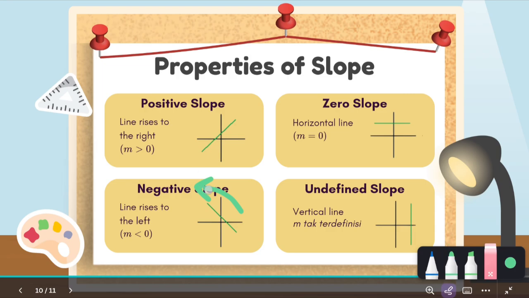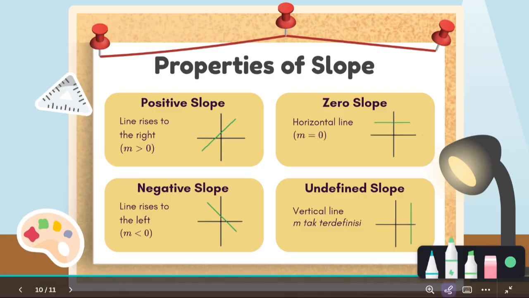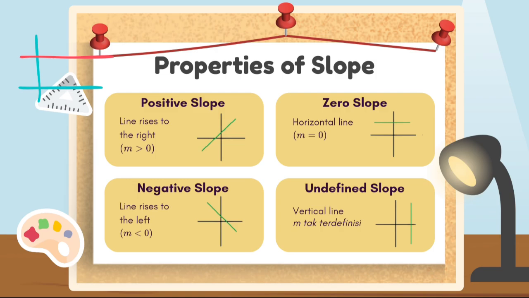Okay, next. 3. Zero slope. A slope is 0 when the line is horizontal. Why is the slope equal to 0? Okay, let's prove it. Imagine we have a graphic like this, and the line passes through the points (1, 3) and (3, 3).